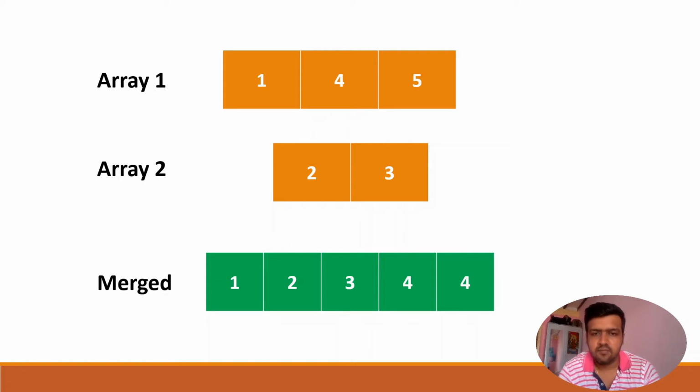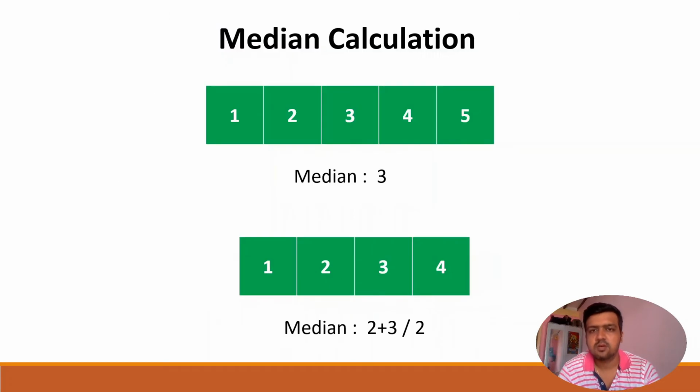If I want to calculate the median of it, the median calculation is very simple. If we have an odd number of elements, then the middle element will be the median. In this case I have 5 elements in the array, so the third element, which is 3, will be the median.